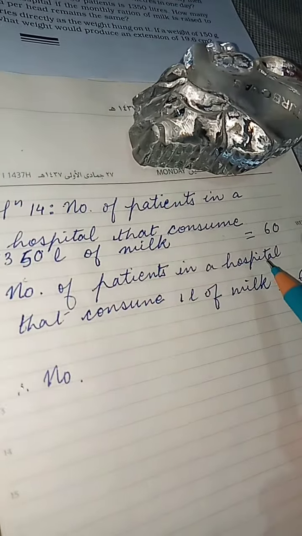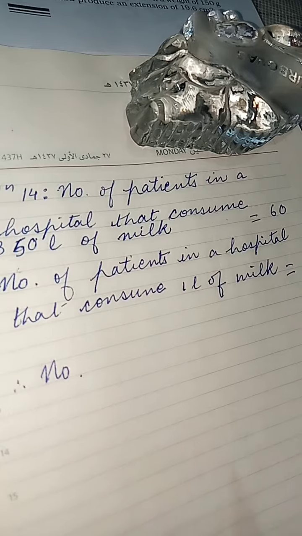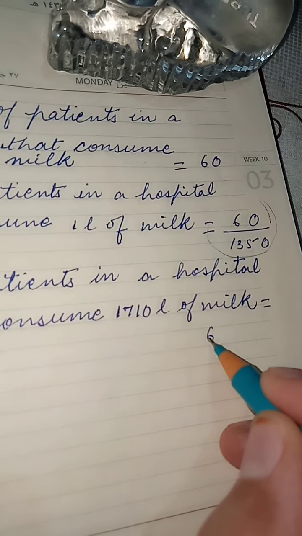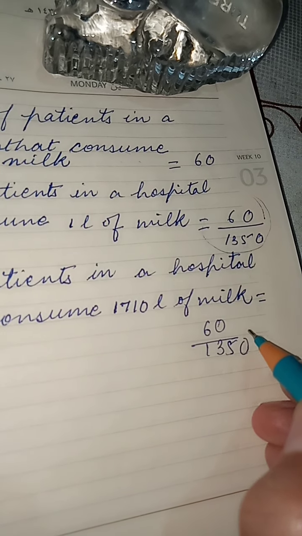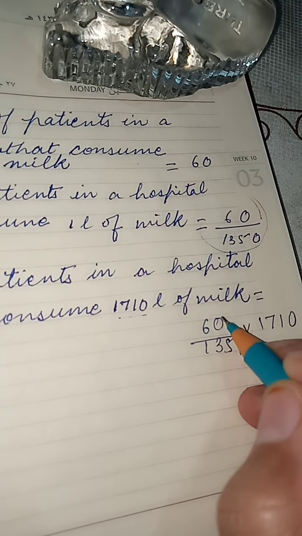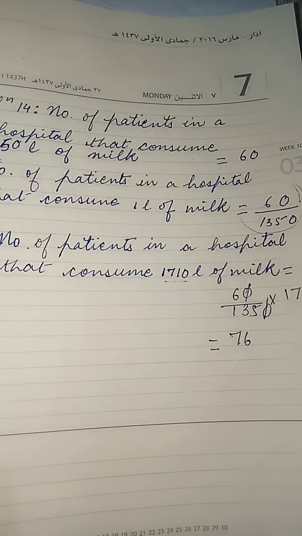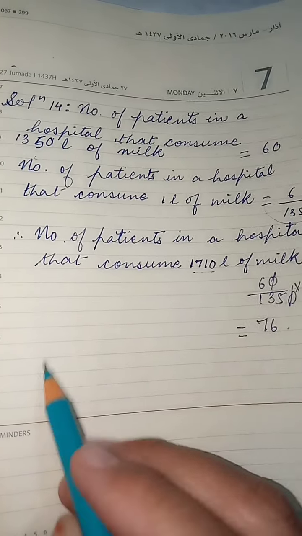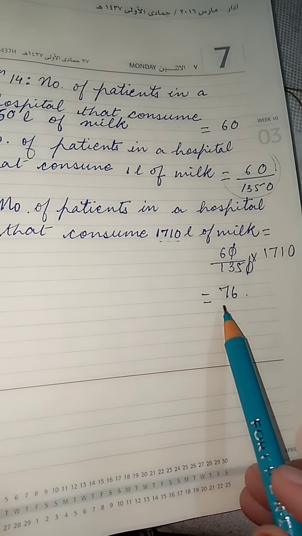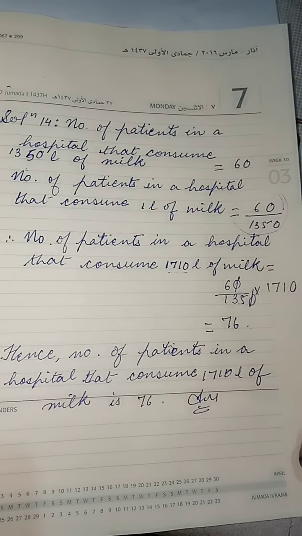So we'll write number of patients in a hospital that consume 1710 liter of milk is equals to. So what will that be equal to? This we will copy for 1 liter whatever we are having, and then we'll multiply this by the quantity that is given. This 0 cancels out, then we'll reduce it and let's see what we get, and that comes to 76. Then finally we'll write, hence number of patients in a hospital that consume 1710 liter of milk is 76. So with this we complete the exercise.